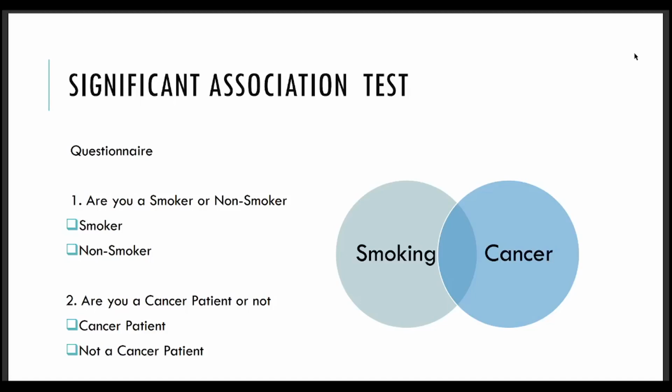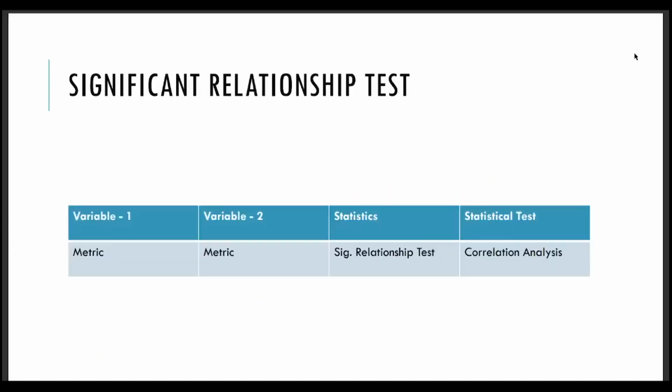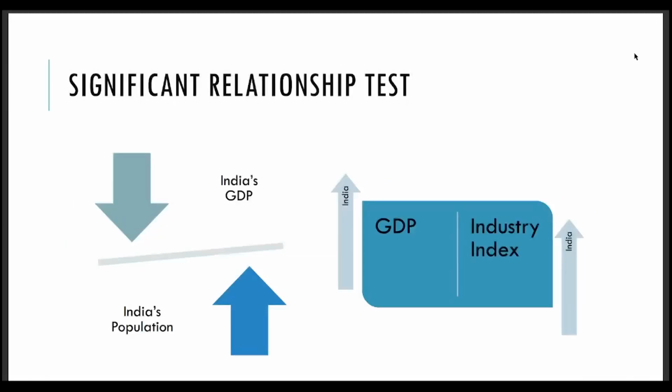So you may also ask me, sir, we can also say there is a significant relationship between smoking and cancer. Actually, we cannot say so. I will tell you why. When it comes to a significant relationship test, both the data has to be metric. Both the data should be numbers. Say for example, India's population is a number, India's GDP is a number.